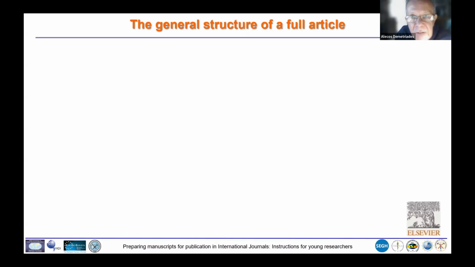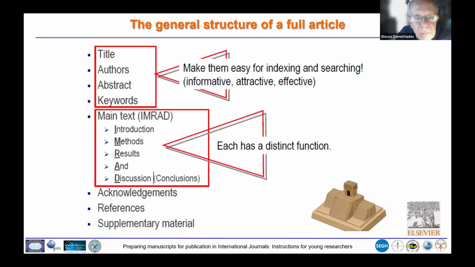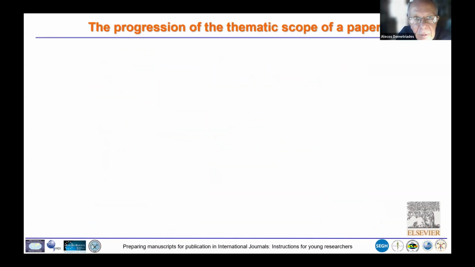The general structure of a full article, here it is again. We have the title, author, abstract, keywords, which make them easier for indexing and searching. They are informative and attractive and effective. Then we have the IMRaD structure. Each has a distinct function, followed by acknowledgements, references, and supplementary material.